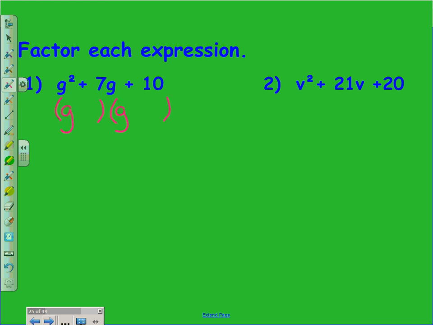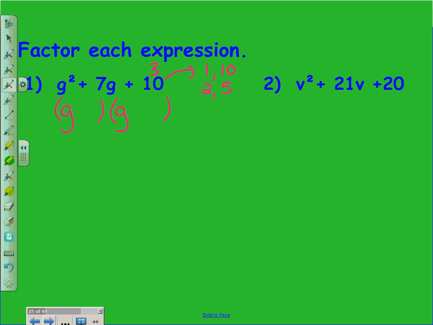Then you're going to look at your third term. Notice number 2 says think of factors of the third term that would create the middle term. Okay, what does that mean? Well, I want to think of numbers that I can multiply together to get 10. So I would say 1 and 10, that would be a set. Or I could use 2 and 5. There are no other pairs of factors that go into 10.